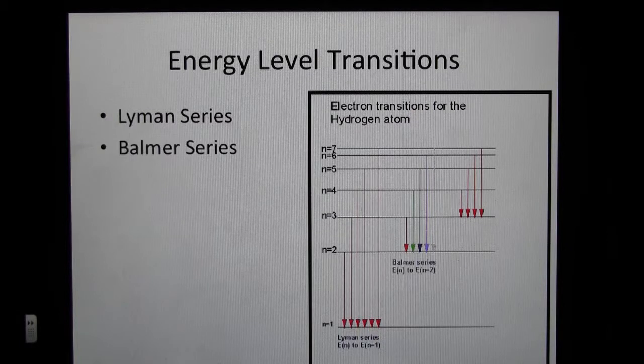The second series, which is known as the Balmer series, describes all transitions in which an electron moves from a higher energy level to the n equals 2 level, or the second energy level. And finally, the Paschen series describes those transitions that take place from any higher energy levels to n equals 3.